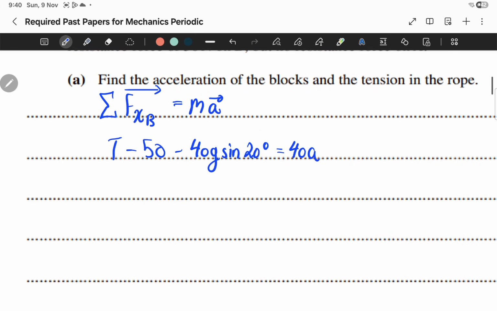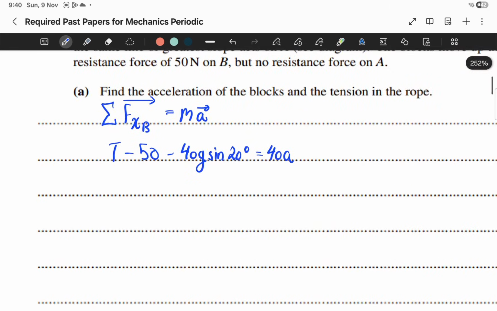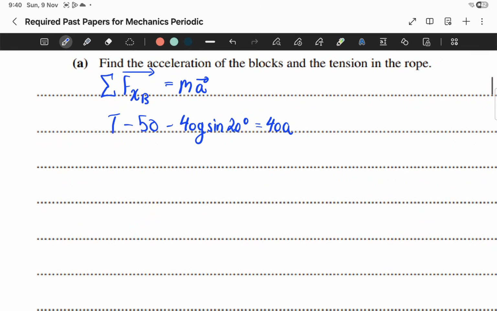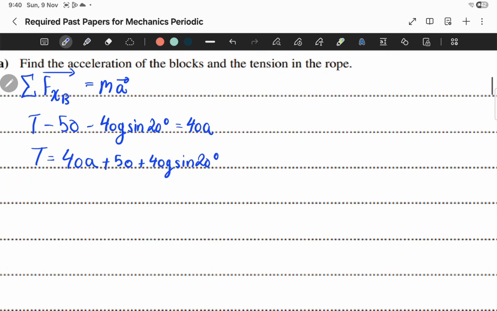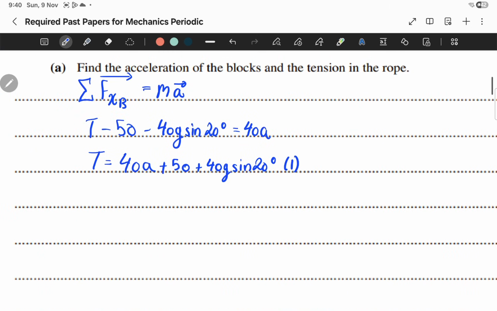Okay, perfect. So let's isolate tension, because we're going to need to find the acceleration of tension. We're going to use simultaneous equations. So we're going to say tension is equal to 40A plus 50 plus 40g sine 20 degrees. Okay, now we're going to write this is equation 1. Okay, perfect. Now this is clear so far.